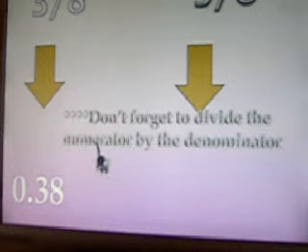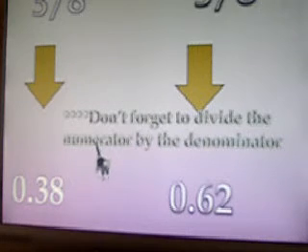So, if we look at the first one, which is 3/8, and I take my 3 and I divide it by 8, I get 38/100. And if I look at my next problem and I take my 5 and I divide it by 8, I get 62/100.